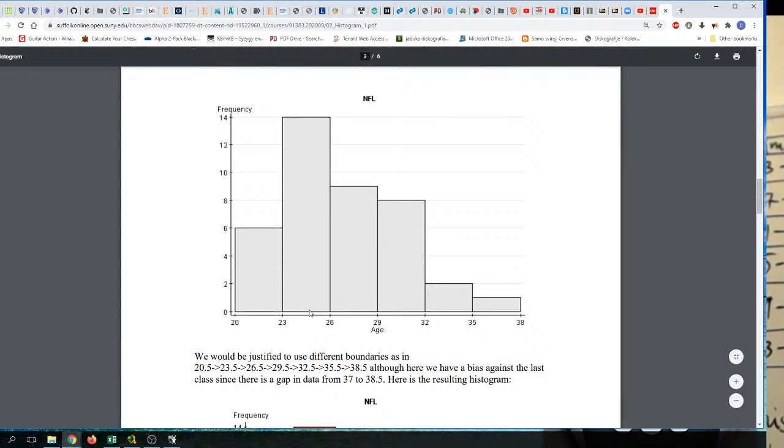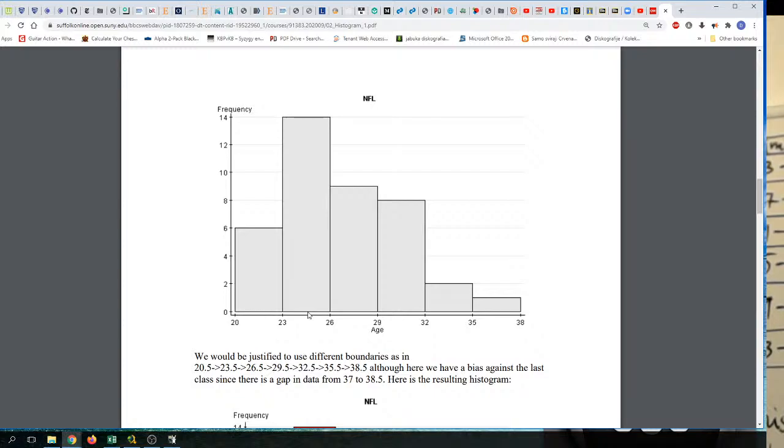We kind of are surprised we have so many in that age group between 23 and 25, 23, 24, and 25, right? The 26 belongs to the next class. Now in the next class I counted 9, and then the next class 8, and the last classes were 2 and 1. And that's exactly what you see here as a height.